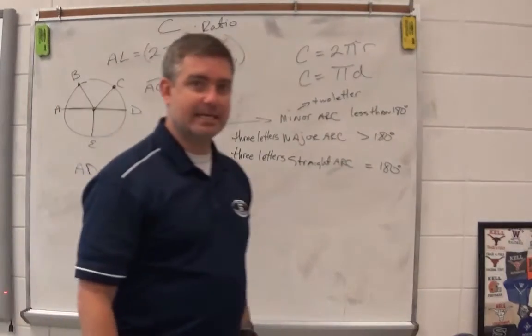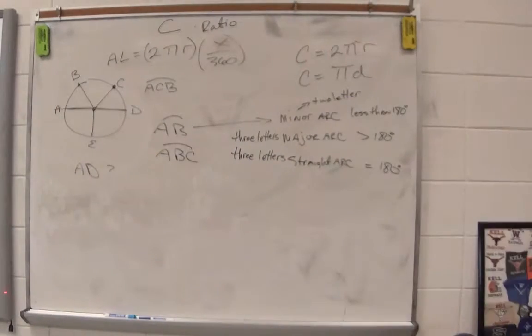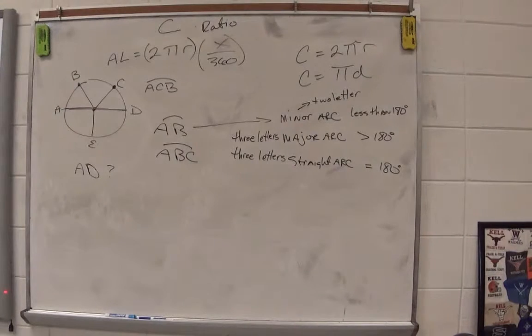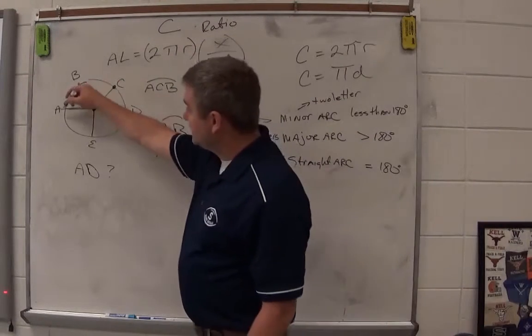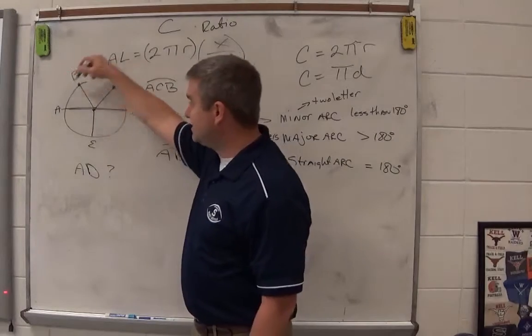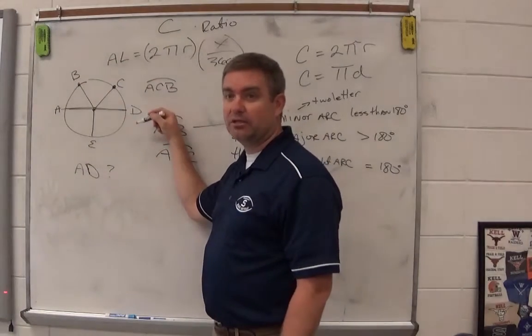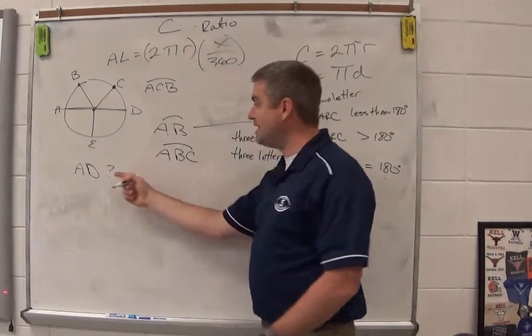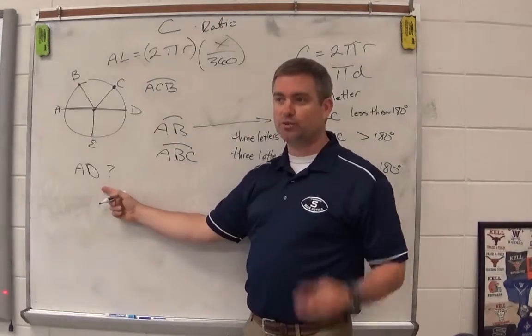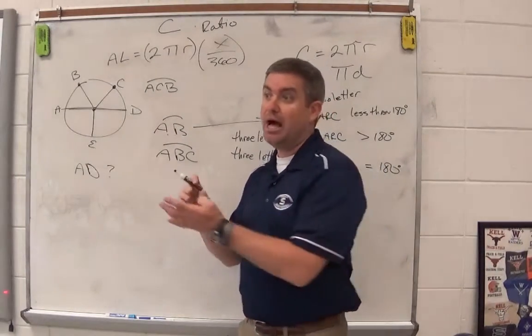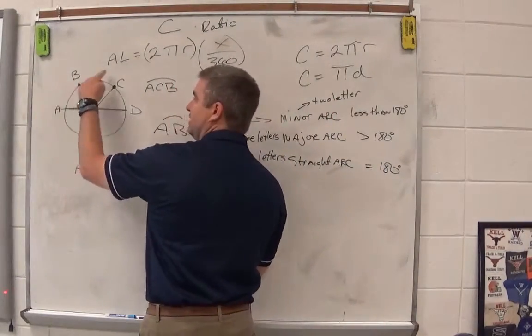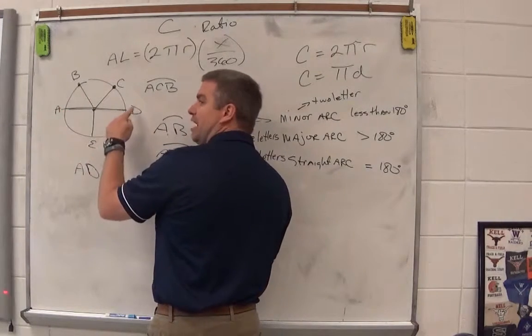What is AD? What's wrong with it? Why is AD incorrect? AD is from here to here. But do I know if it's the top arc or the bottom arc? No. So you can't name straight arcs with just 2 letters because I don't know if you meant this travel or this travel.